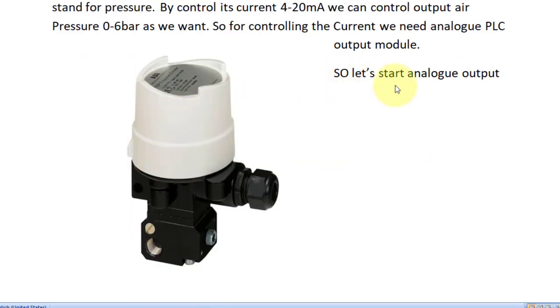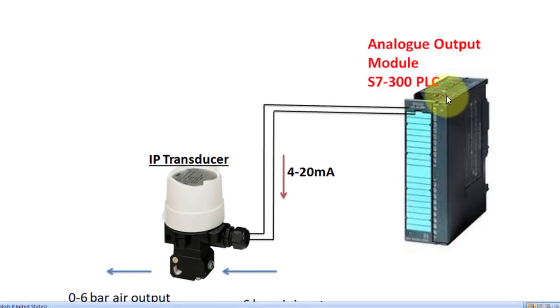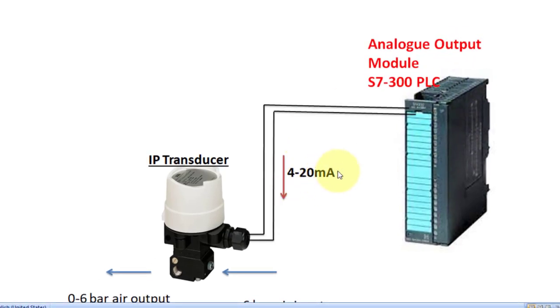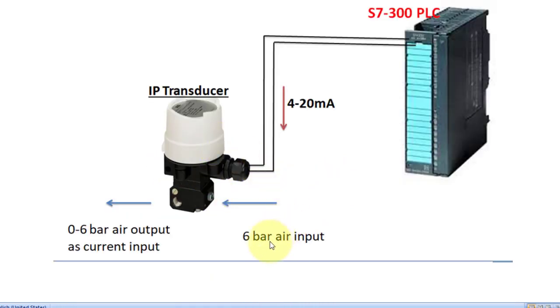Let's start the analog output programming. You can see the picture. This is our S7-300 PLC analog output module. It will give the 4 to 20 milliampere output, and by using 4 to 20 milliampere the IP transducer will control air. Input air is 6 bar and output will vary from 0 to 6 bar as we want in our programming. Okay, so let's start the programming.